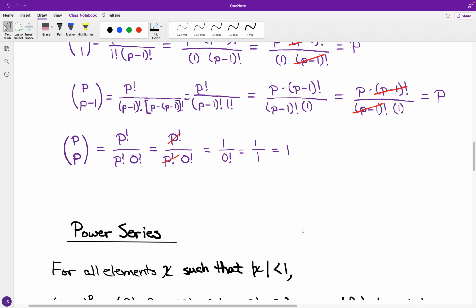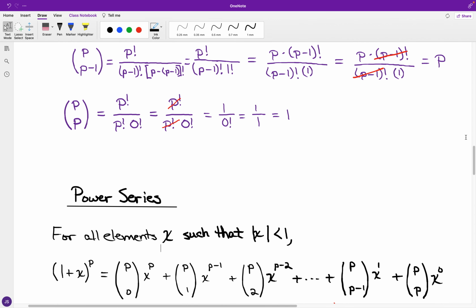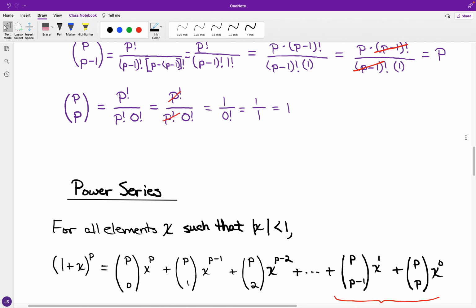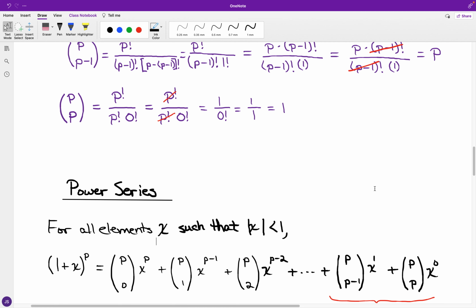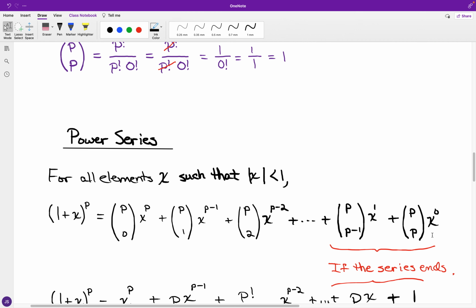Okay, now for what we have in the case of power series, let's say that we have elements X, and for all elements X such that the absolute value of X is less than 1, we have the power series where 1 plus X raised to the P power is equal to P taking none at a time times X to the P, plus P taking 1 at a time times X raised to the P minus 1 power, plus P taking 2 at a time times X raised to the P minus 2 power, and if the series comes to a conclusion, the last 2 terms will be P taking P minus 1 at a time times X, plus P taking P at a time times X to the 0, and of course X to the 0 is equal to 1, and so is P taking 1 at a time.